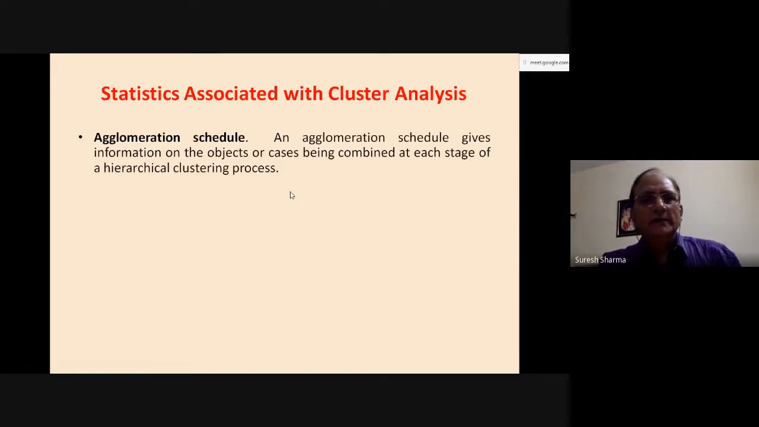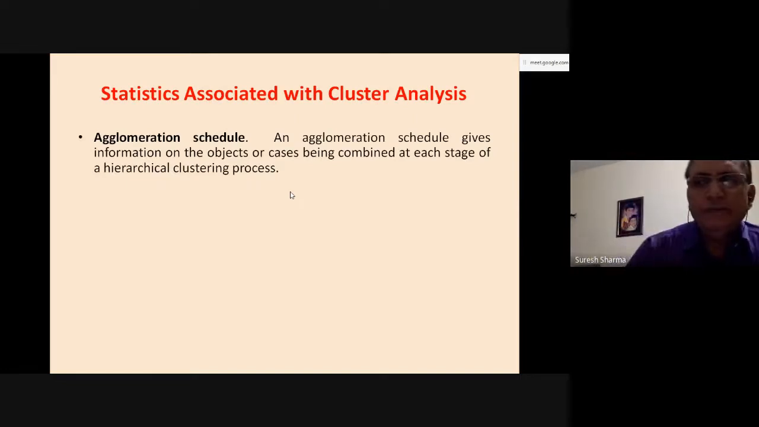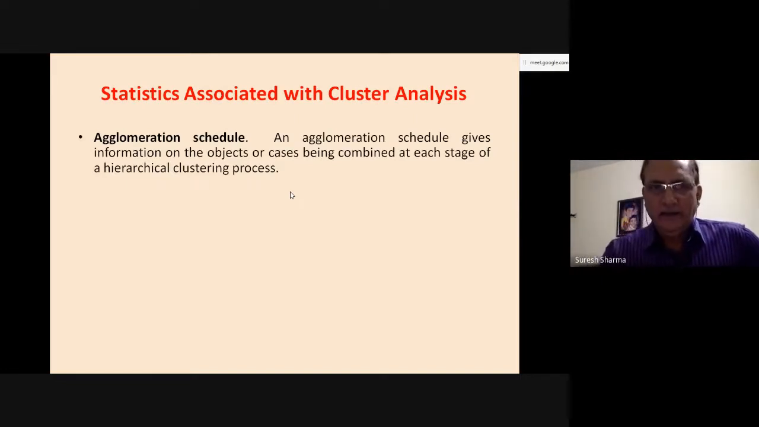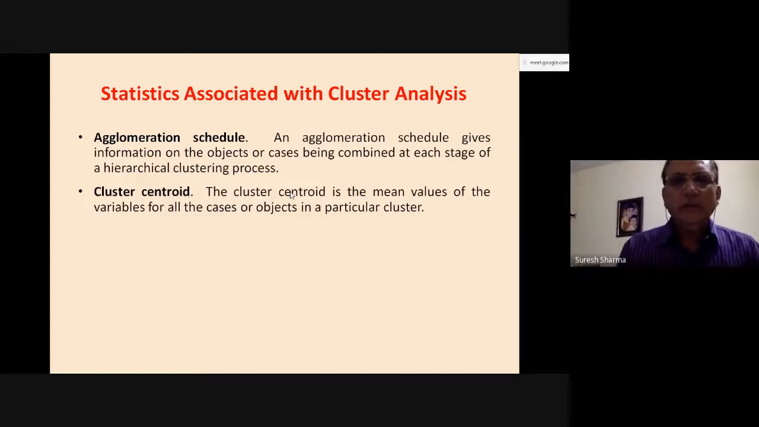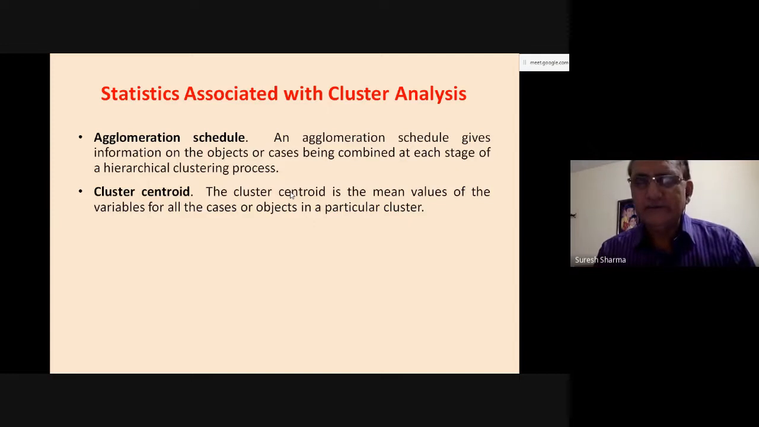Okay. Then there are certain statistics associated with cluster analysis. One of the techniques is called the agglomeration schedule. What is the agglomeration schedule? That means the technique which I was discussing: it will start from any center, try to combine the points, and go on combining if they are well within that threshold. Once the threshold is crossed, it will go to another. That schedule is called the agglomeration schedule.